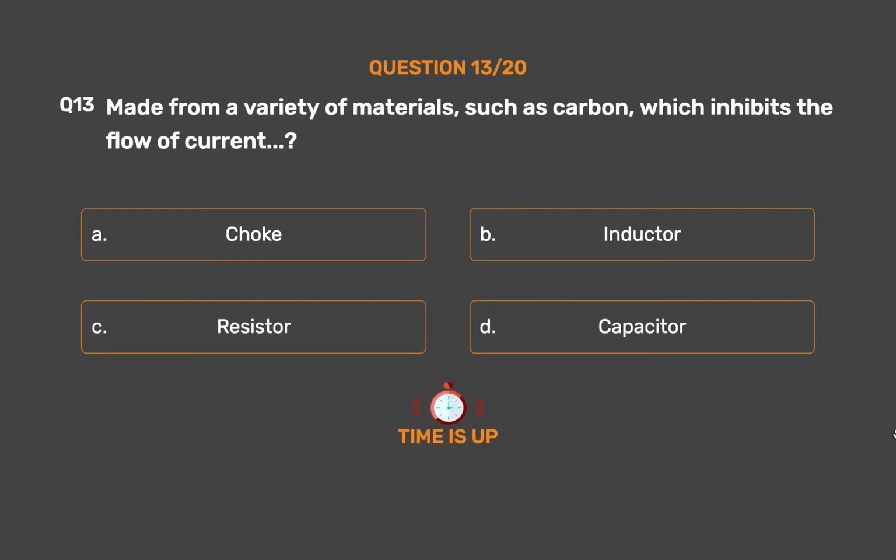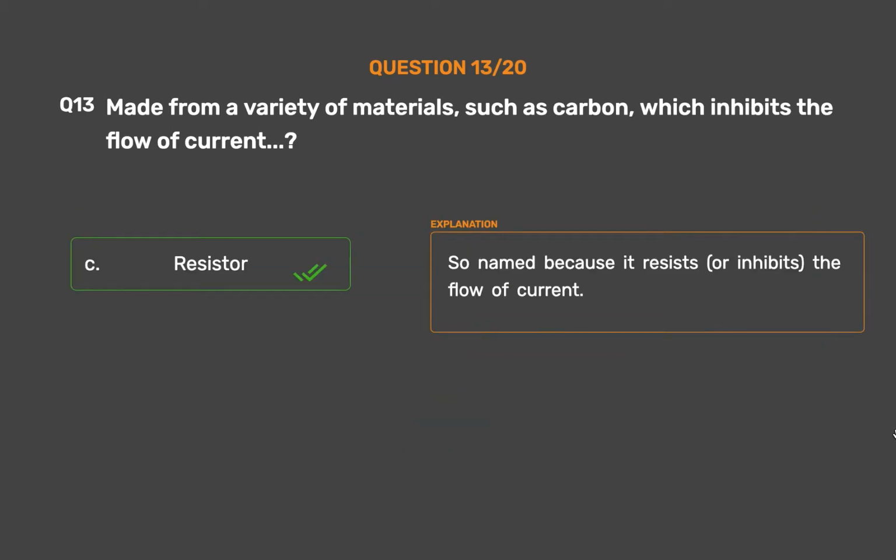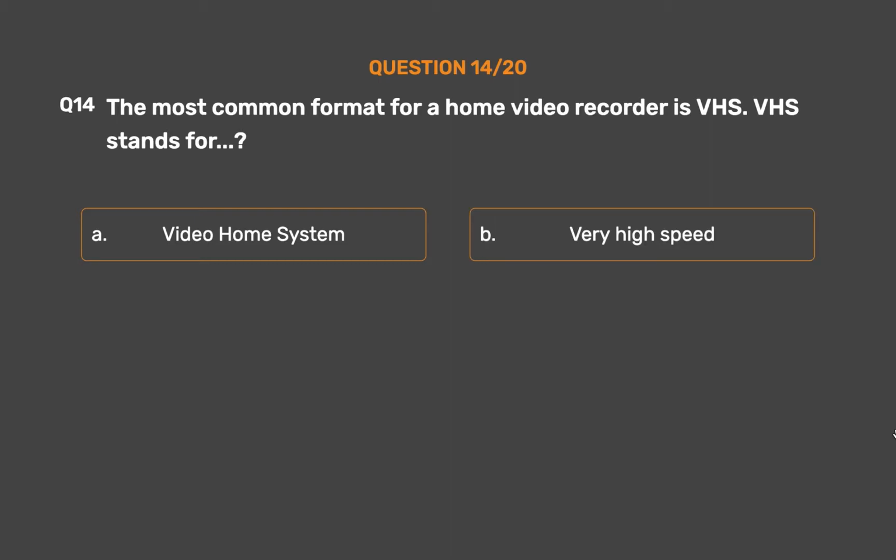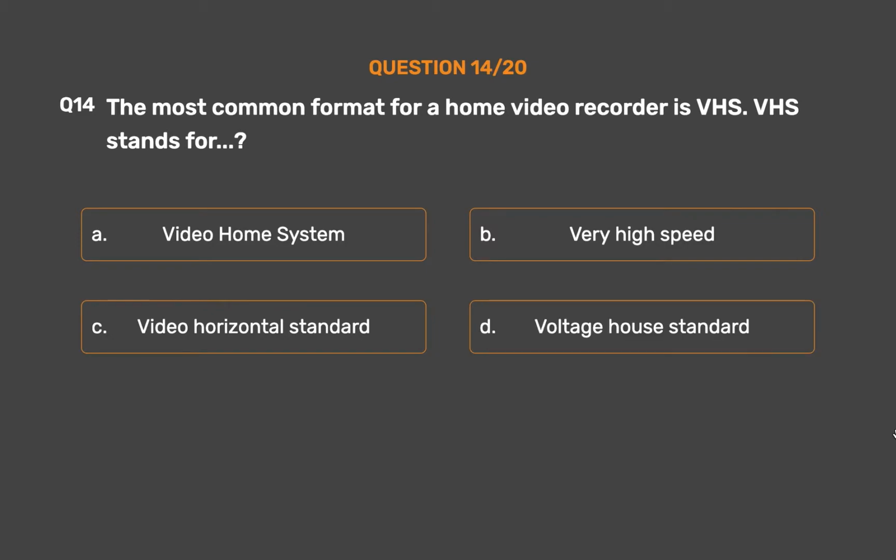The correct answer is option C, resistor, so named because it resists or inhibits the flow of current. Question number 14. The most common format for a home video recorder is VHS. VHS stands for option A, Video Home System, option B, Very High Speed, option C, Video Horizontal Standard, option D, Voltage House Standard.